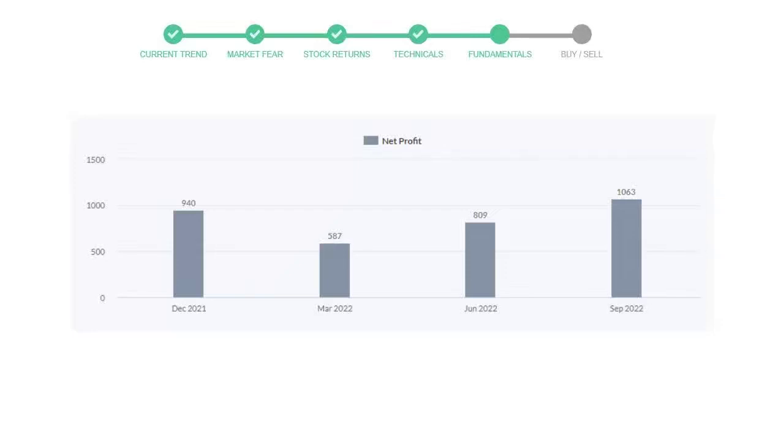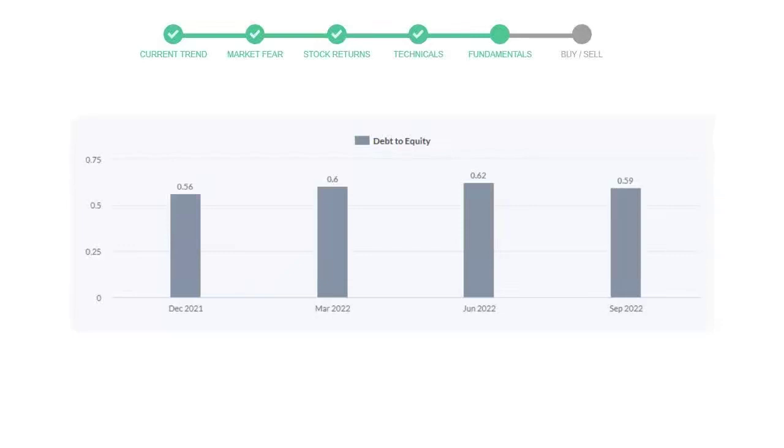Let's see debt numbers. Debt to equity number tells us how much the company is in debt. In the first quarter, it was 0.56. Then it increased to 0.6. Then in the third quarter, it again went up to 0.62. In the recent quarter, the debt score declined to 0.59. Generally, this ratio should not be over 2.0.